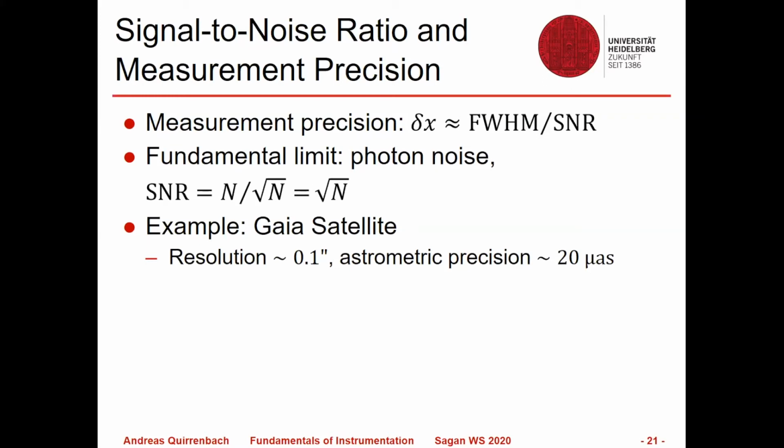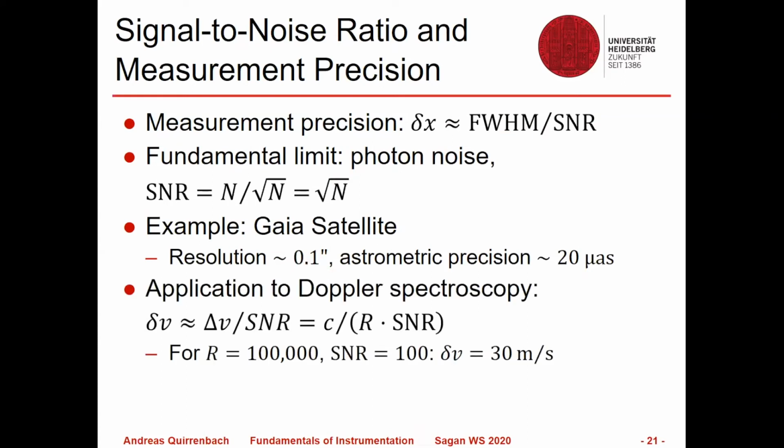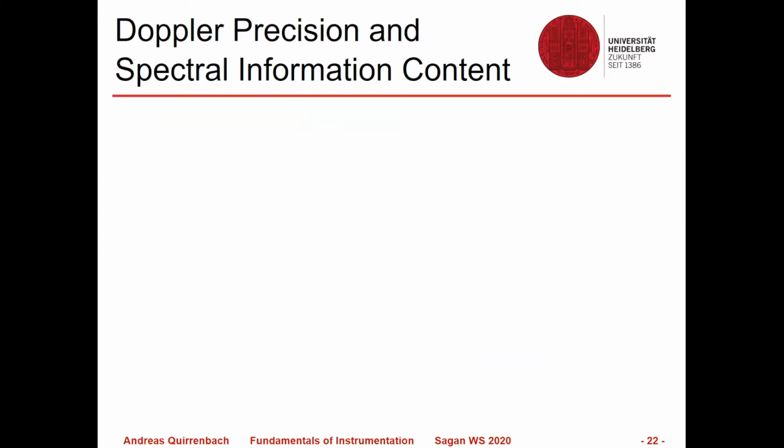This is true for all kinds of measurements, for instance positions of stars. If you think about the Gaia satellite, it has a resolution of 0.1 arcsecond, which is typical for a diffraction limited performance of a 1 meter telescope in space, but an astrometric precision of about 20 microarcseconds. So again, if you have a high number of photons, you can get a precision that is much better than the resolution. And if you apply that to Doppler spectroscopy, if you have a resolution of 100,000 and a signal to noise ratio of 100, you get 3 kilometers per second divided by 100. That's 30 meters per second, much better, but still not quite there.